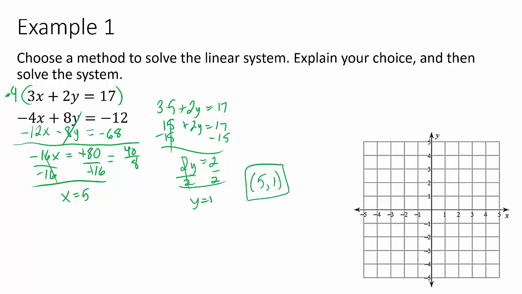I actually forgot to name the method I was going to use. I used elimination, or linear combinations is another word for it. So I used elimination because I was able to find a least common multiple for y.